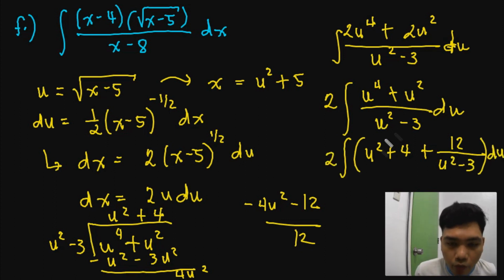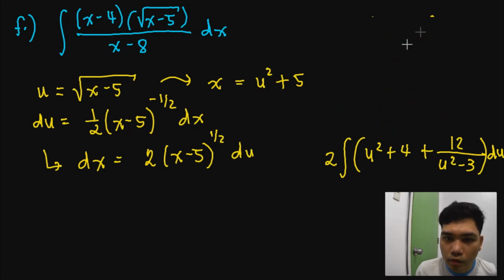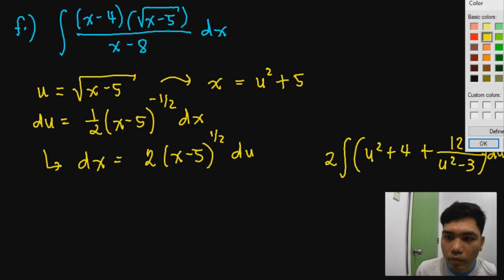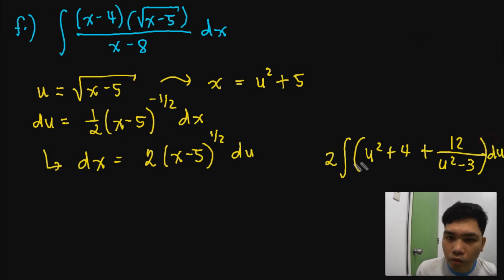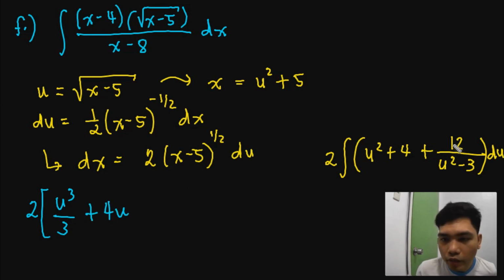Now that we already have this final form of the integrand in terms of u, we can actually do the integration right now. So I'll just remove these things that I don't need anymore. Finally, let's integrate. The first term would be 2 times, of course, u squared would be u cubed over 3, and then this second term would be 4u. And finally for this term, what could probably be the function that can integrate this directly?